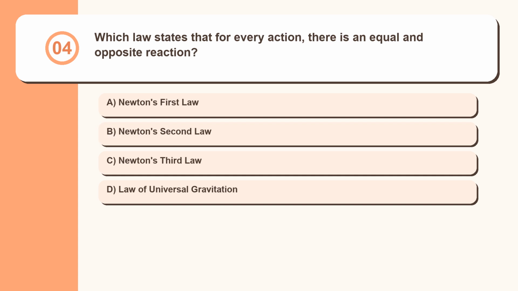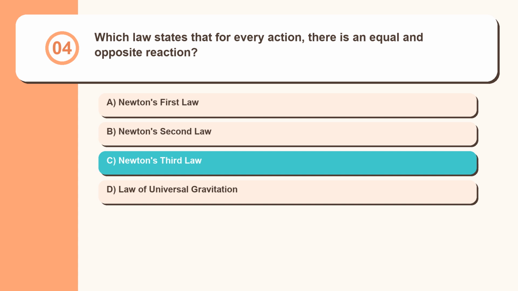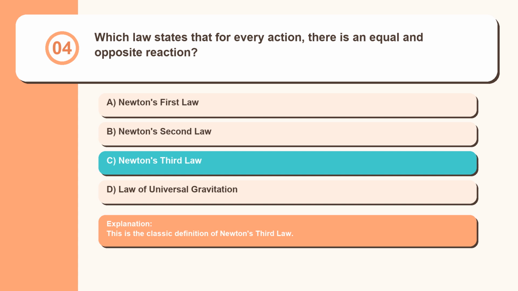Question 4. Which law states that for every action, there is an equal and opposite reaction? Newton's first law, Newton's second law, Newton's third law, law of universal gravitation. This is the classic definition of Newton's third law.